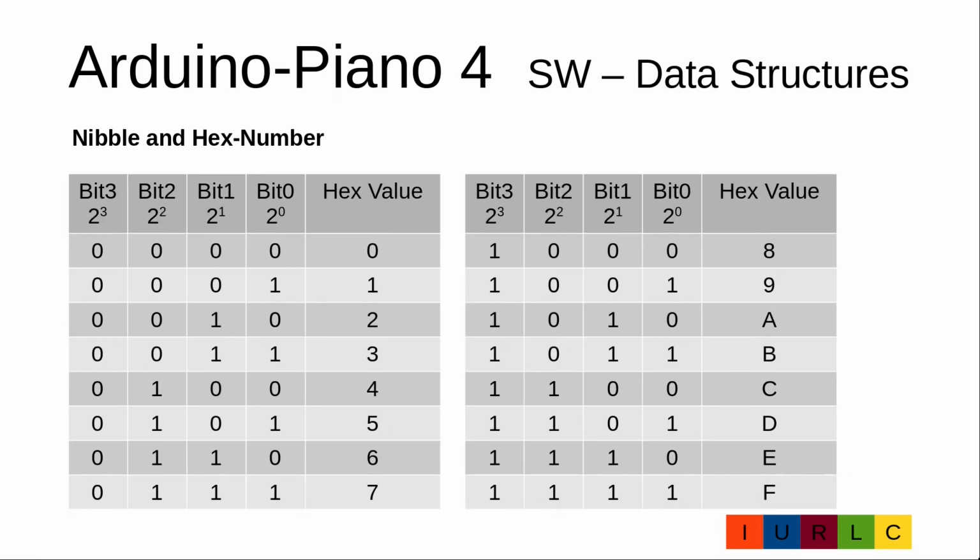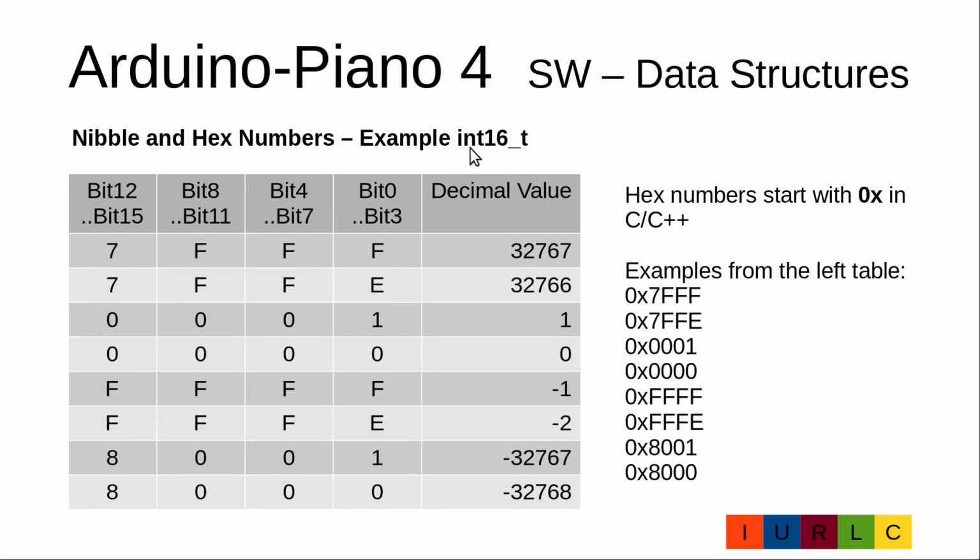With big integer numbers, the long queues of zeros and ones become difficult to read and write. So groups of 4 bits are combined to so-called nibbles, and nibbles are represented by hex numbers. We have here the binary code, and here's the hex value. The hex numbers are 0, 1, 2, 3, 4, 5, 6, 7, 8, 9, and then A, B, C, D, E, F.